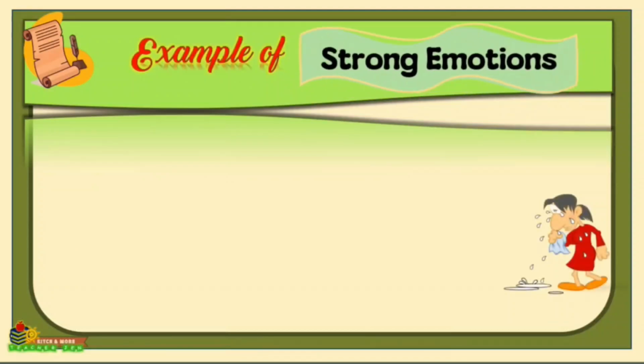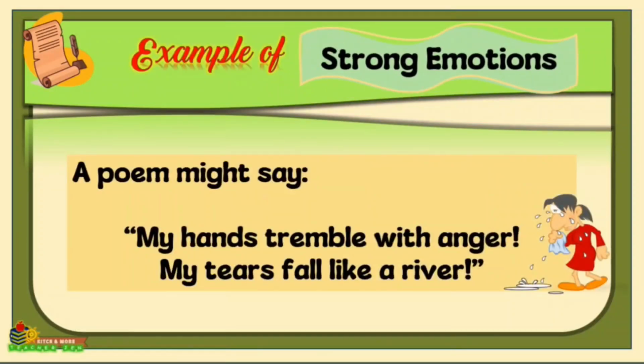For example, a poem might say, "My hands tremble with anger, my tears fall like a river." You can almost see and feel what they are going through. You can almost see the shaking hands and hear the rushing river of tears, right? That's the magic of strong emotions. They pull you inside the poem.